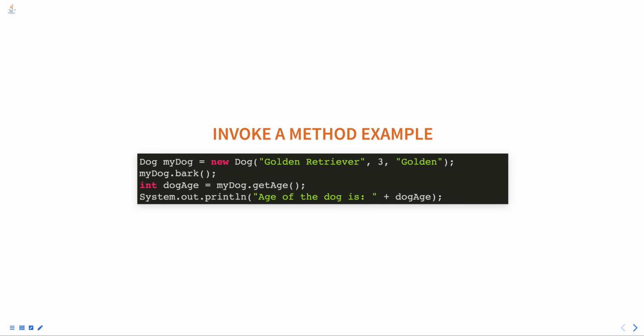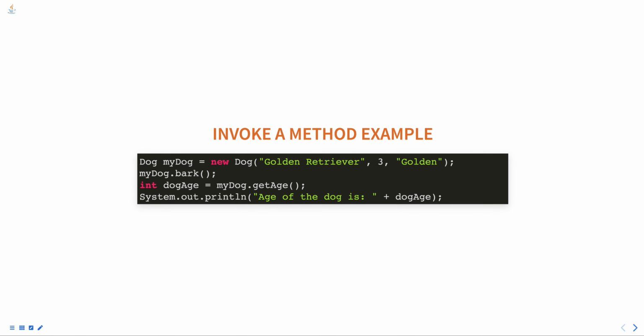It is worth mentioning that static methods are invoked by using the class name followed by the dot operator instead of an object. For example, Math.abs will invoke the static method abs on the Math class.